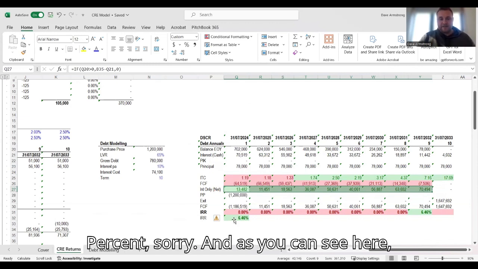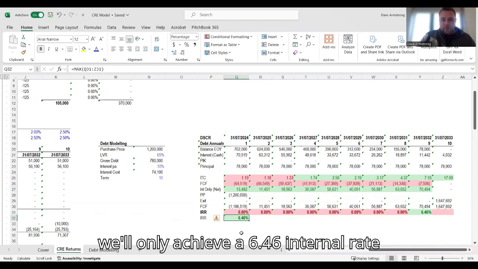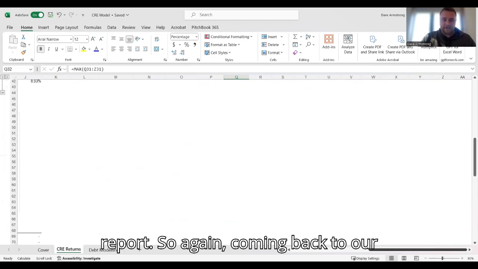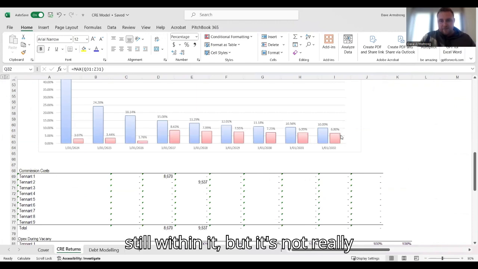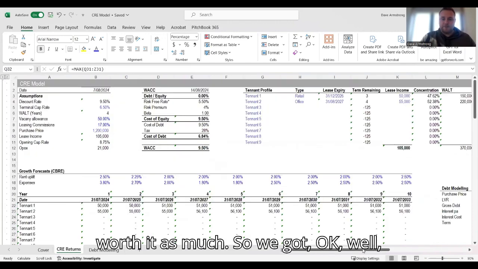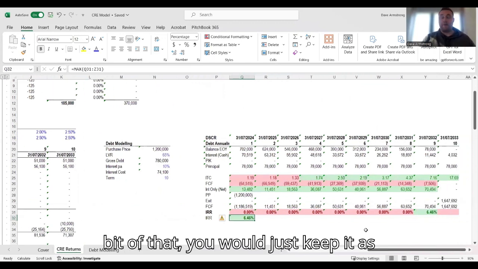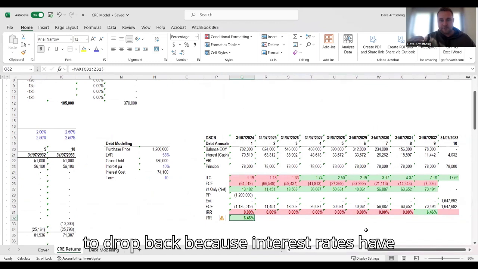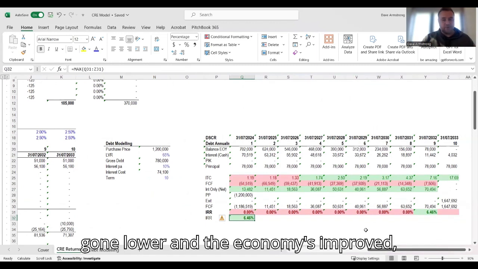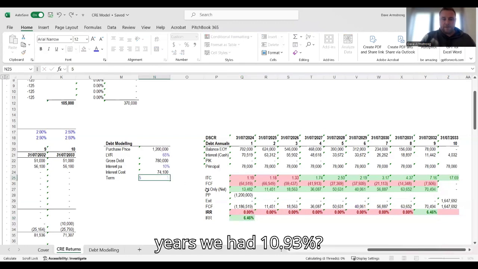6.5%, sorry. And as you can see here, if we were to hold it for 10 years with 10 years of interest only debt on it, we'll only achieve a 6.46 internal rate of return. So again, coming back to our lovely little graph here, we're still within it, but it's not really worth it as much. So we go, okay, well, what if we were to buy this, add a little bit of value, just keep it as is, time the market, wait for cap rates to drop back because interest rates have gone lower and the economy's improved and the investor confidence is back. What would it look like if we sold it in 5 years?